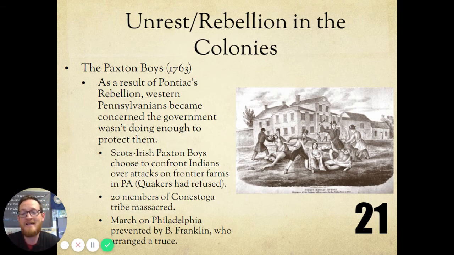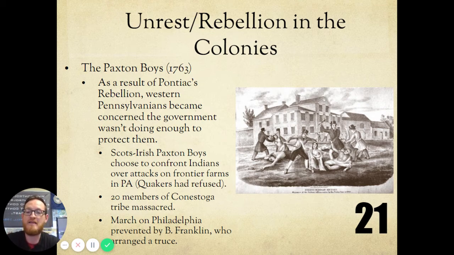So you have this on top of colonists being upset about the Pontiac Rebellion. A group of Scots-Irish, the Paxton Boys, decide to confront the Indians over attacks that have been happening on their farms in Pennsylvania. If you remember, Pennsylvania was run by the Quakers. The Quakers are pacifists. They were not willing to attack the Indians or anything like that. So the Paxton Boys would go in and massacre 20 members of the Conestoga tribe during that time.